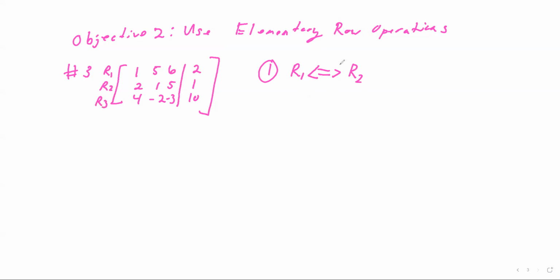So my answer here, if I ask you to do this, I'm just going to switch the second row and the first row. So my new augmented matrix is now 2, 1, 5 equals 1. And then 1, 5, 6 equals 2. And 4, negative 2, negative 3 equals 10. All I literally did is switch everything in row 1 with everything in row 2.